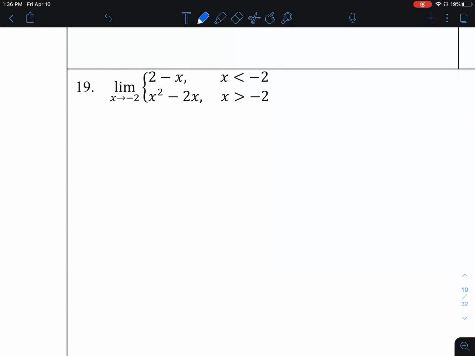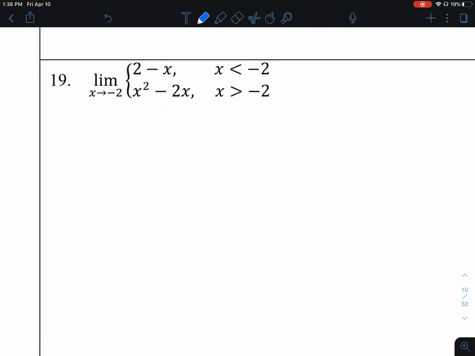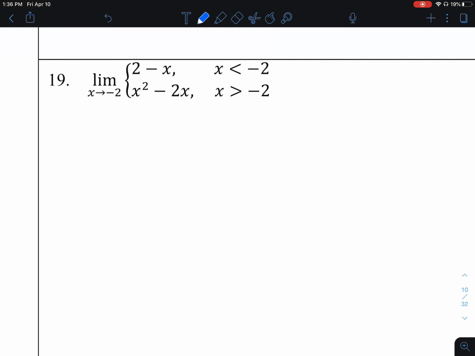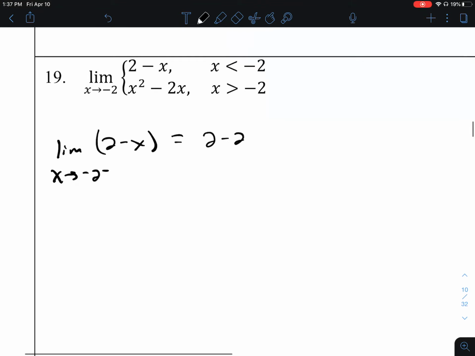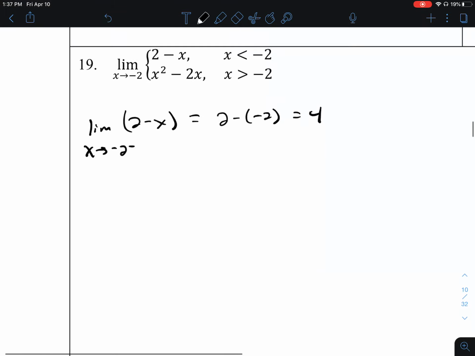Last one, number 19. This is a piecewise function, so to find this limit, I'm going to have to approach from the left and the right and see if they agree. Limit as x approaches negative 2 from the left. It's going to be 2 minus x. This is saying x is less than negative 2. That's going to be 2 minus 2. Sorry. That's 2 minus a negative 2, which is 4.